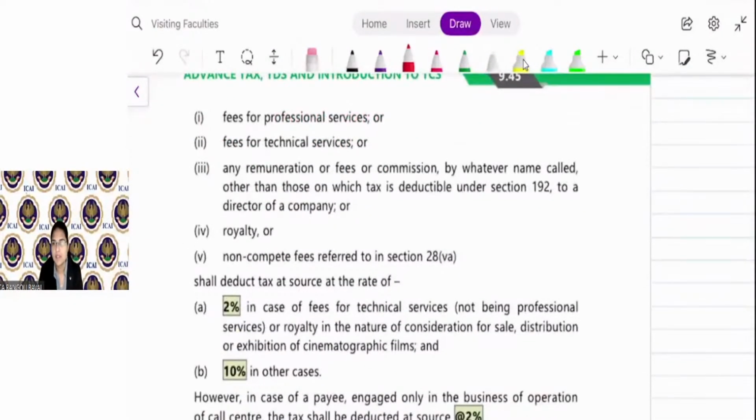But TDS is required to be deducted on professional fees, technical fees, remuneration, or fees or commission by whatever name called, other than those on which TDS is deducted under 192, to director of company. Say, for example, sitting fees. On sitting fees, TDS is not deducted under section 192, but TDS is liable to be deducted under 194J. Royalty or non-compete fees. The rate of TDS is 2% in case of fees for technical service and 10% in other cases. So 10% is applicable in case of professional service, director sitting fees, non-compete fees, everything.